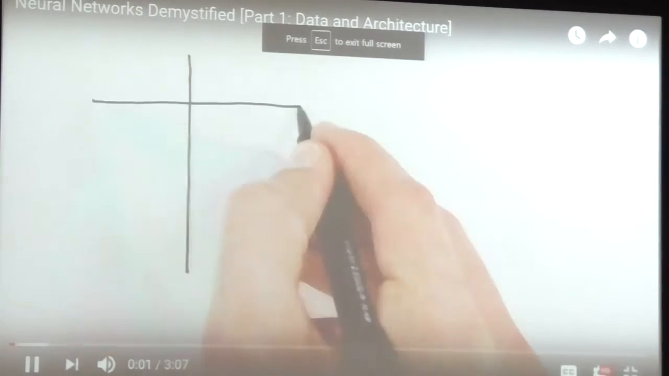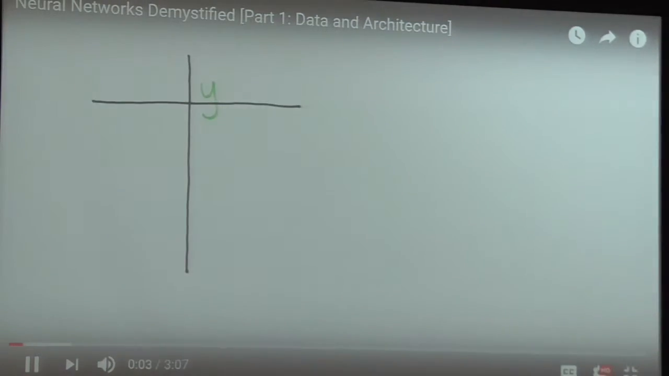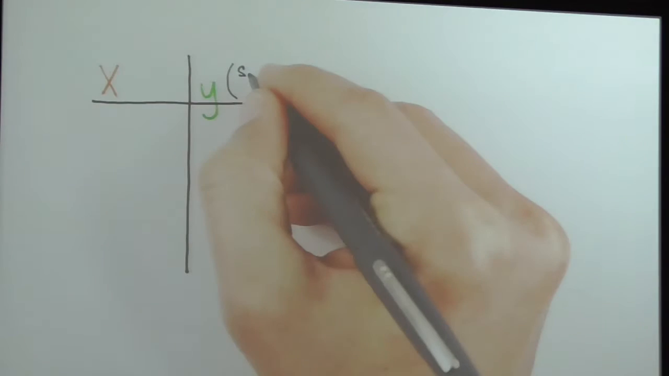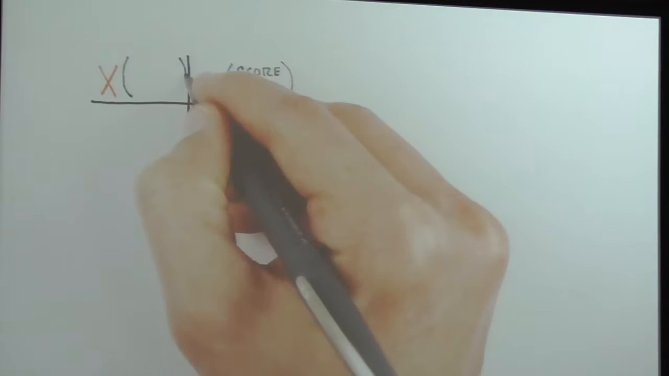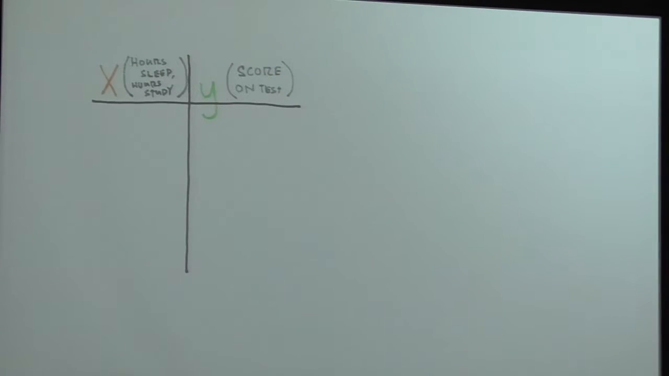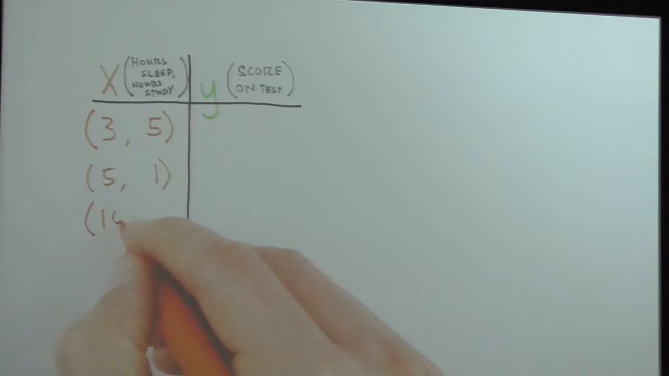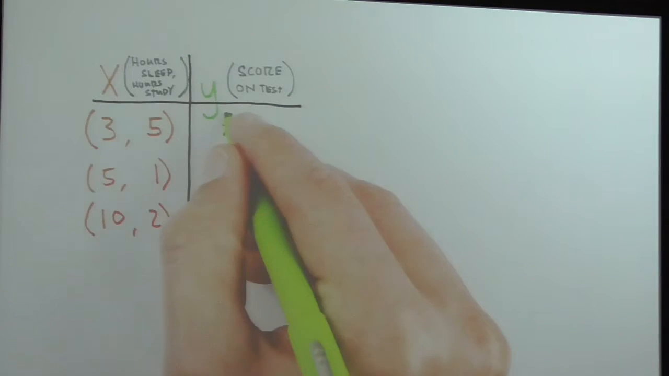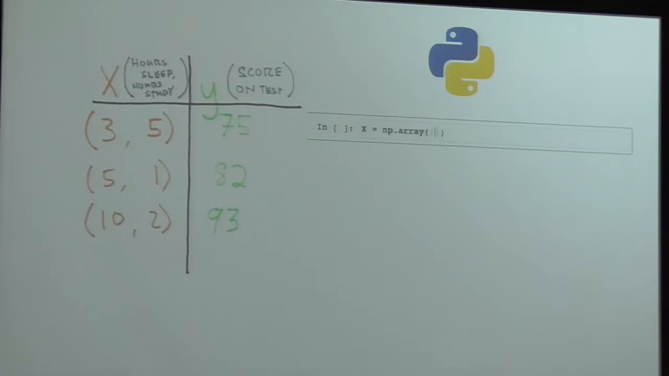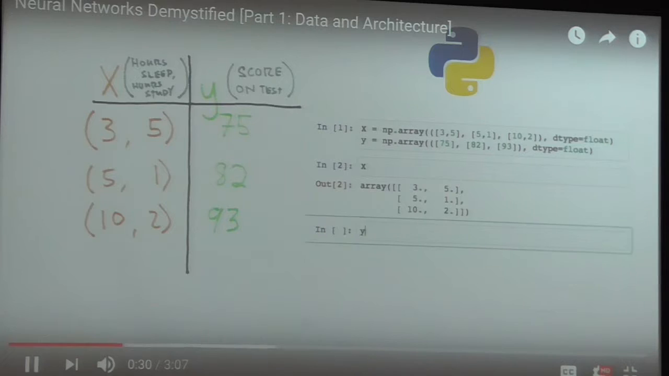Let's say you want to predict some output value y given some input value x. For example, maybe you want to predict your score on a test based on how many hours you sleep and how many hours you studied the night before. To use a machine learning approach, we first need some data. Let's say for the last 3 tests, you recorded your number of hours studying, your number of hours sleeping, and your score on the test. We'll use the programming language Python to store our data in 2-dimensional NumPy arrays.